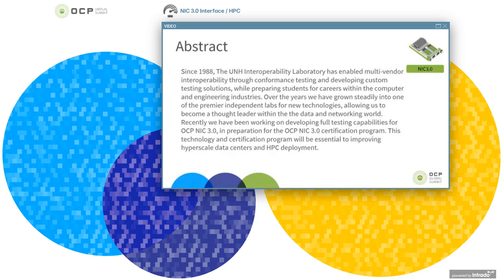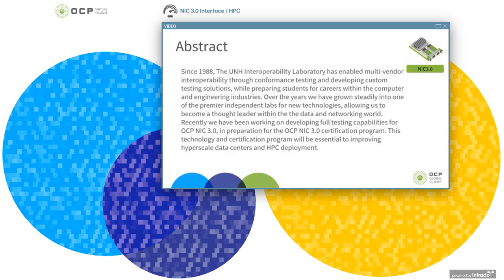Since 1988, the UNH Interoperability Laboratory has enabled multi-vendor interoperability through conformance testing and developing custom testing solutions while preparing students for careers within the computer and engineering industries. Over the years, we have grown steadily into one of the premier independent labs for new technologies, allowing us to become a thought leader within the data and networking world.